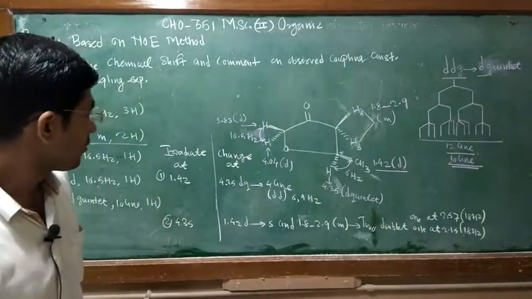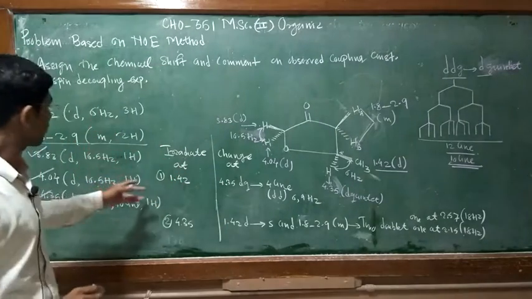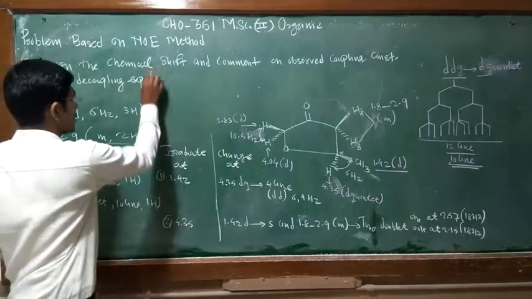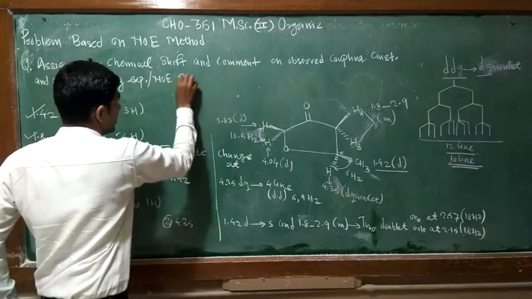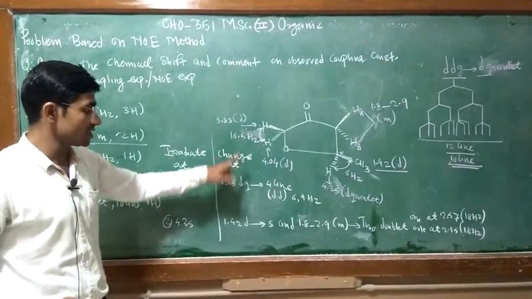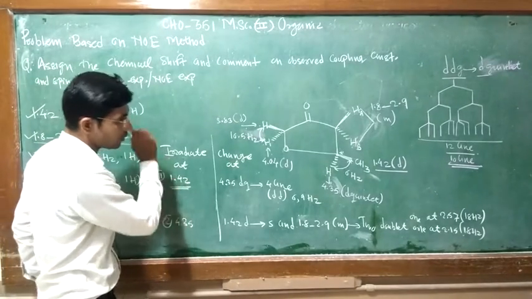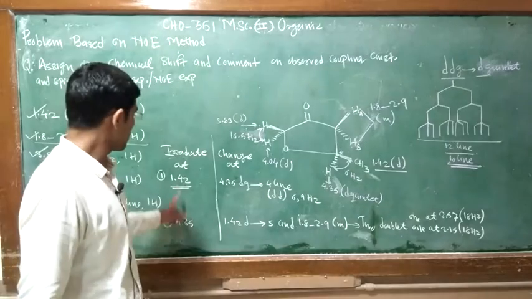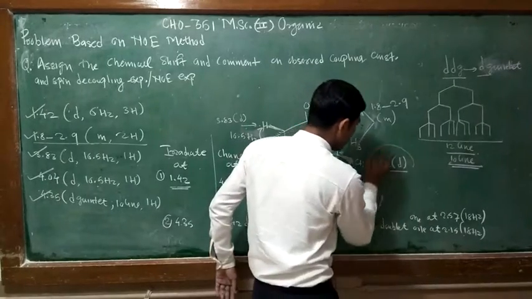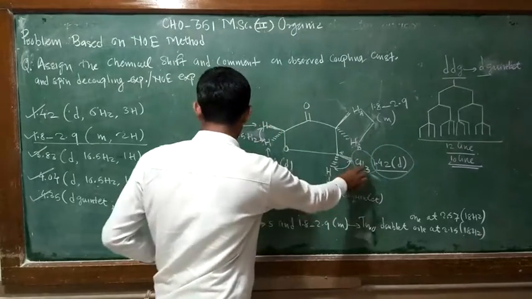So after this, we are going to apply here a spin decoupling experiment or NOE experiment. We are going to apply irradiation and change at. So firstly we are going to irradiate the proton at 1.42 ppm. This proton at 1.42, this proton we are going to irradiate. When you irradiate this kind of proton, that is, irradiation at 1.42.